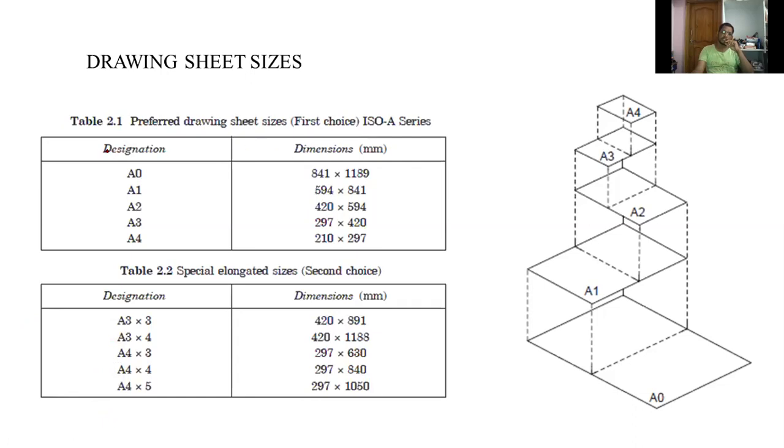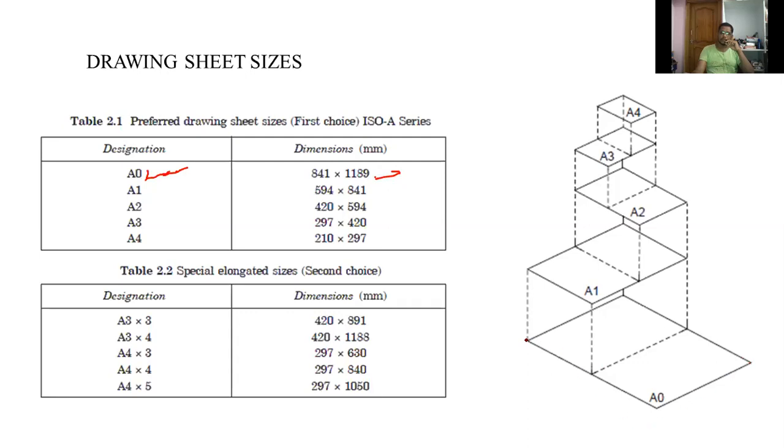These are first choice. Okay, this first sheet is A0. The dimensions of A0 sheet is 841 mm by 1189 mm. Okay, so this is the A0 sheet.